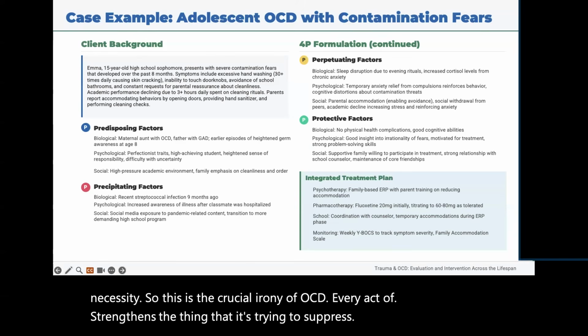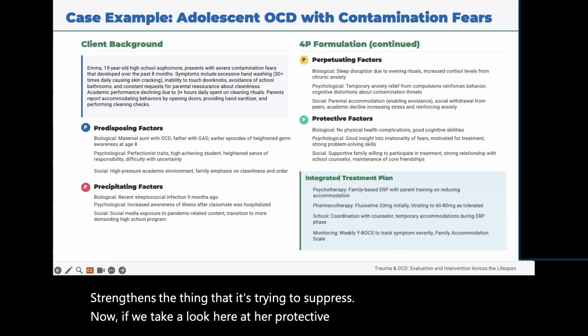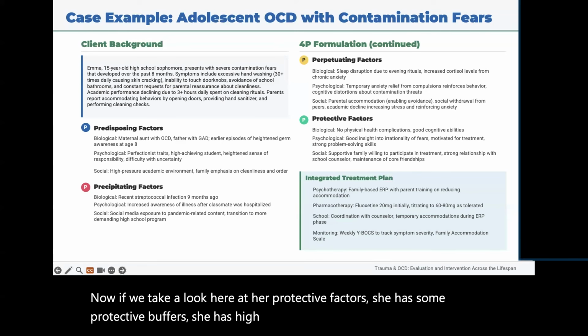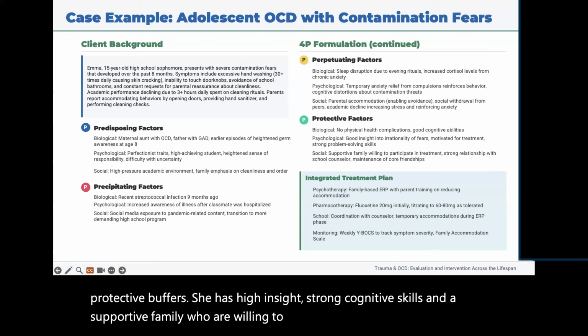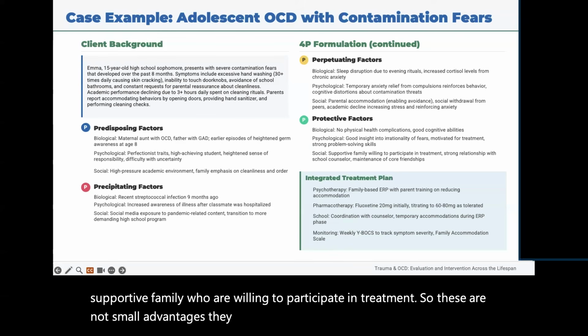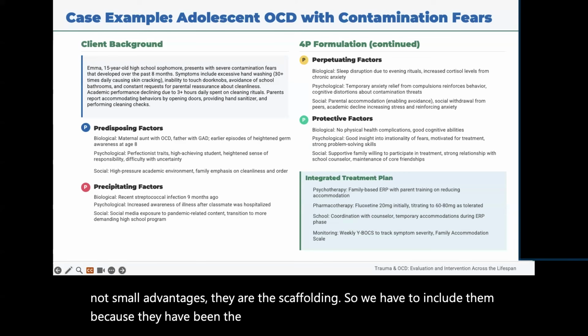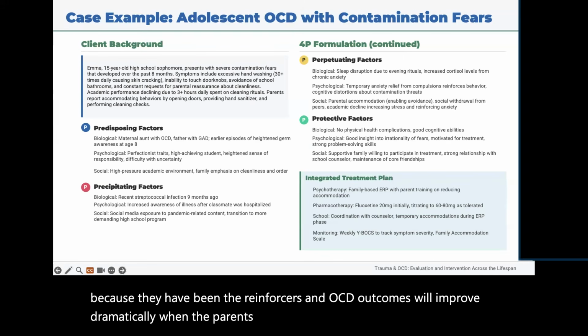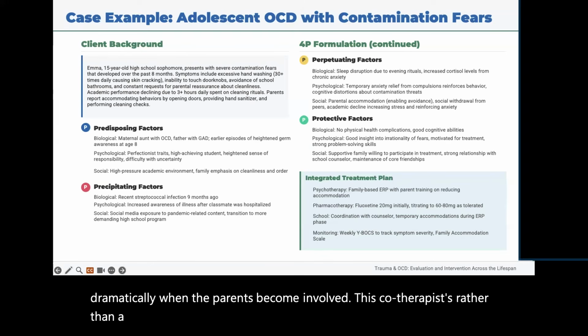Now, if we take a look here at her protective factors, she has some protective buffers. She has high insight, strong cognitive skills, and a supportive family who are willing to participate in treatment. So these are not small advantages. They are the scaffolding. So we have to include them because they have been the reinforcers. And OCD outcomes will improve dramatically when the parents become involved as co-therapists rather than co-participants in the ritual.